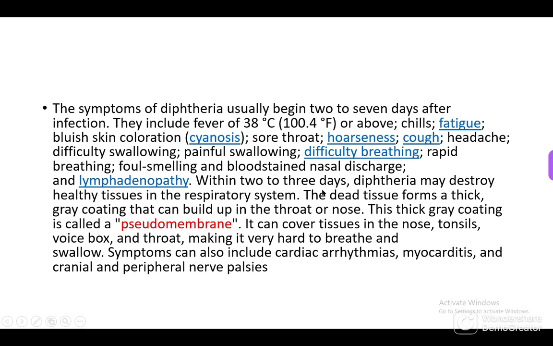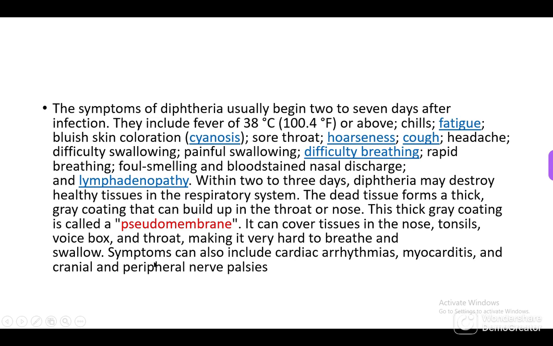Within 2 to 3 days, diphtheria may destroy the healthy tissue in the respiratory system. The dead tissue forms a thick grey coating that can build up in the throat or nose. This thick grey coating is called pseudomembrane. It consists of the bacterial growth and the cell debris, damaged necrotic tissues, the dead WBCs, and the fibroblasts which are coming now to patch it up. It is forming a pseudomembrane.